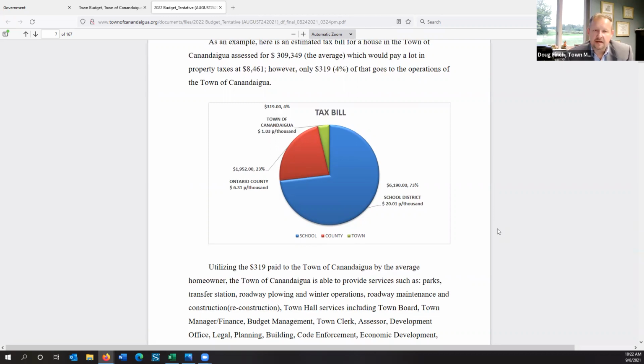However, of that $8,461 that you're paying in property taxes, only $319 of that actually goes for the operations of the town of Canandaigua. That's that $1.03. So 4% of your property tax bill actually stays with the town of Canandaigua. The rest is going either to the county, Ontario County, or the school district. So what do you get for that $319 that you pay to the town of Canandaigua? That portion, that $1.03 per thousand.